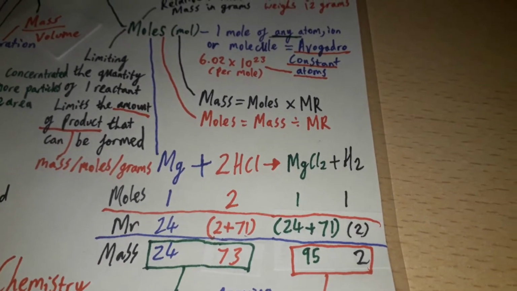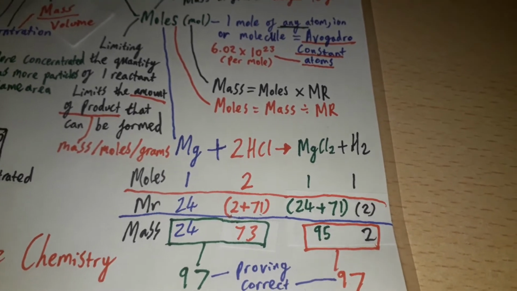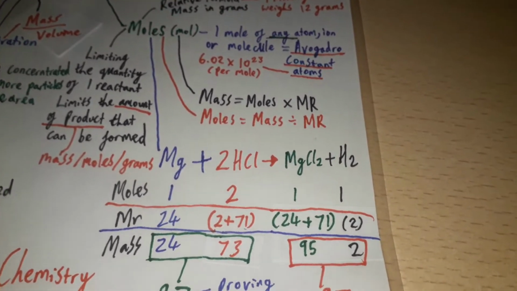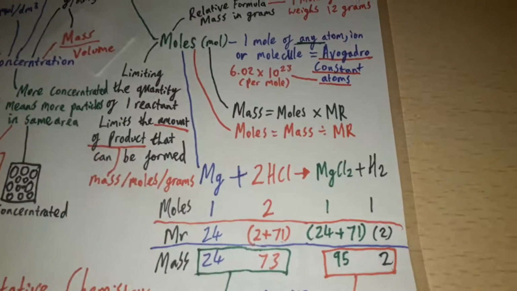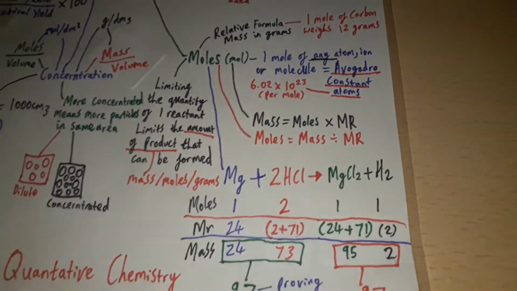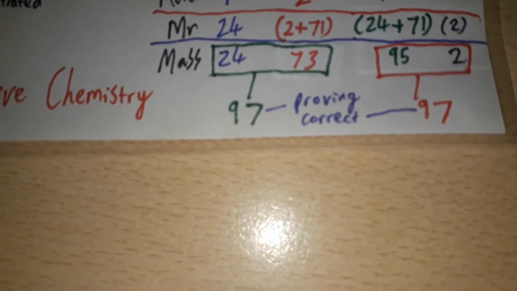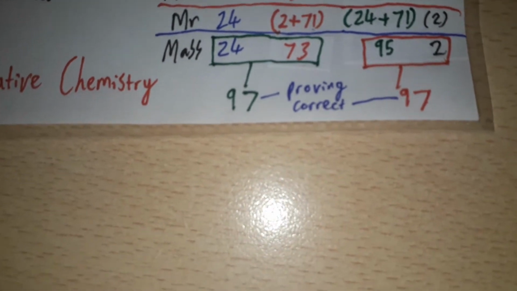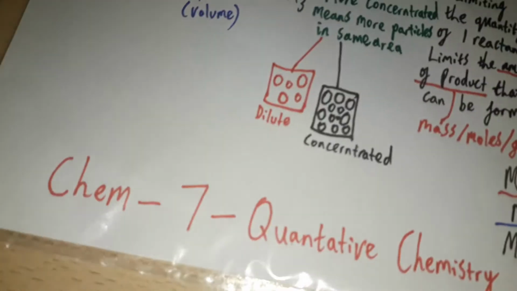The only one that's slightly confusing is where we times together the moles and MR of the bit with the 2 moles, because we times that by 2. And we can figure out whether this is correct as the mass of both sides should equal the same. So the total mass of this side is 97 and the total mass of that side is 97, meaning it's worked correctly. So next, let's look at concentration.